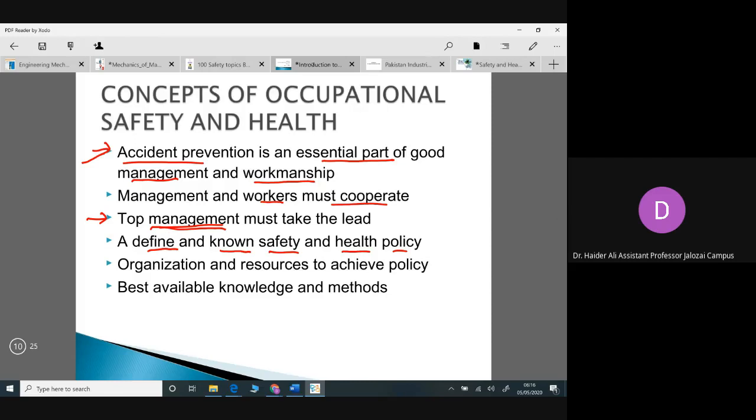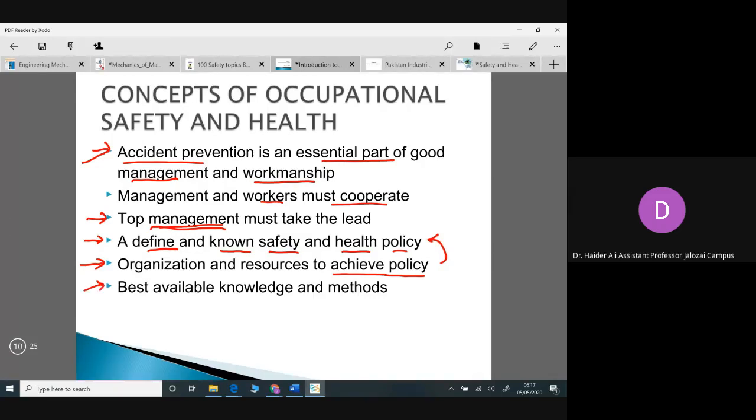Then, on top of all of that, if there is not a well defined and well known safety and health policy that is known to each and every person in the organization, then you cannot ensure a safe and healthy environment for your employees. Now, there should be dedicated resources and dedicated people in the organization who achieve the policy that is devised on health and safety matters.